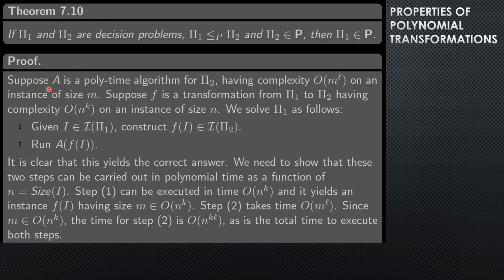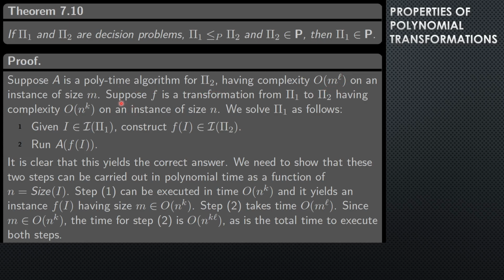So suppose we have a polytime algorithm for solving pi 2. So pi 2 is in P. We'll call that algorithm A. And it's polytime, so it runs in time order m to the L for some constant L for an instance of size m. So if we run it on an instance of size m, it'll run in time m to the L for some constant L. That's what it means for it to be polytime.